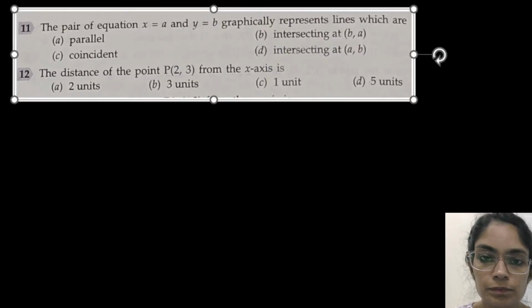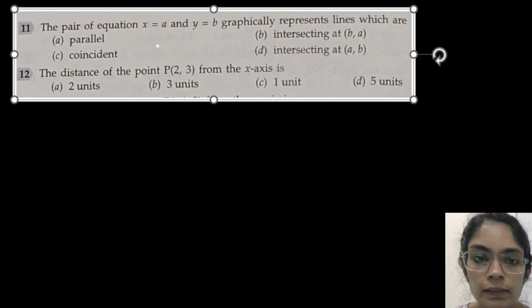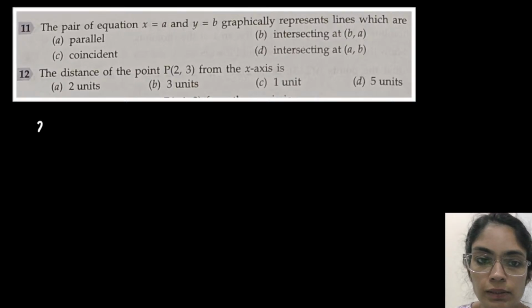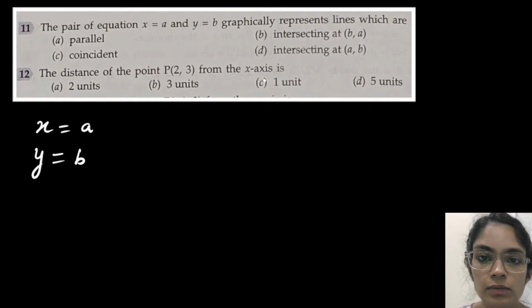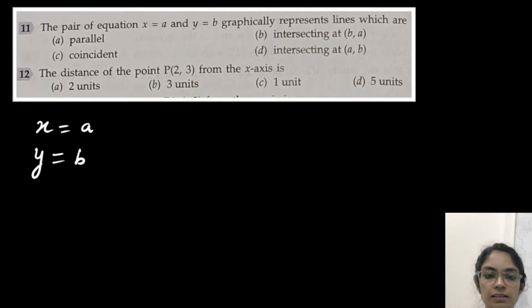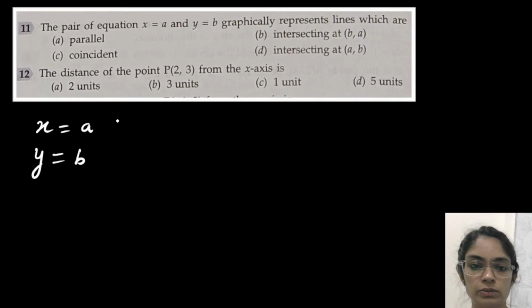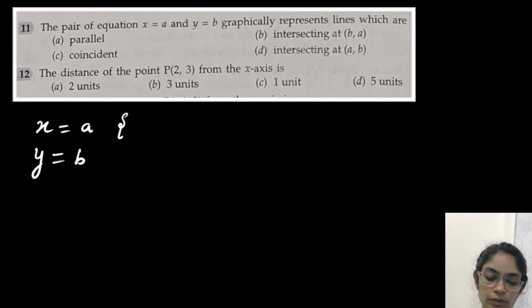The pair of equations x is equal to a and y is equal to b. Graphically they represent lines. I think I have discussed these things in class also. I just want to ask you one question. If we have one line x is equal to a, what will be its location?